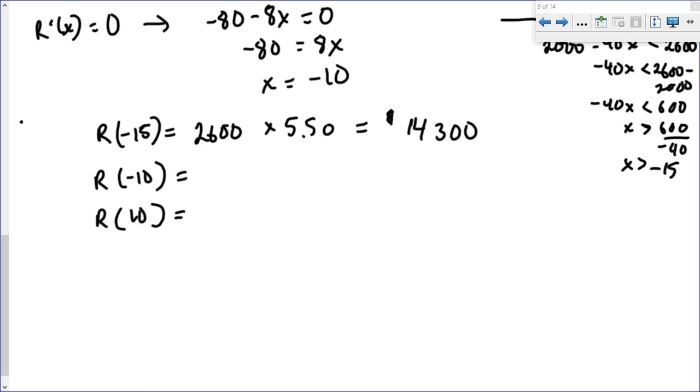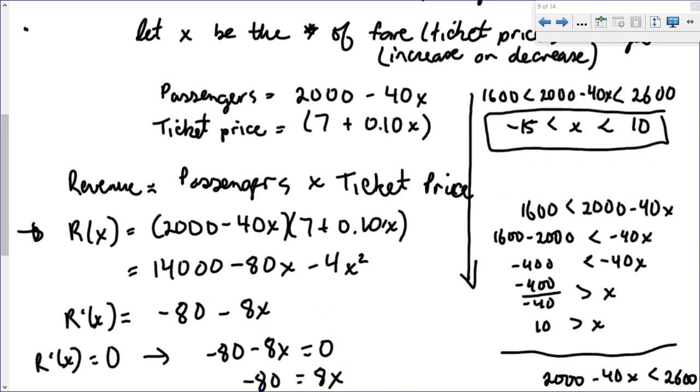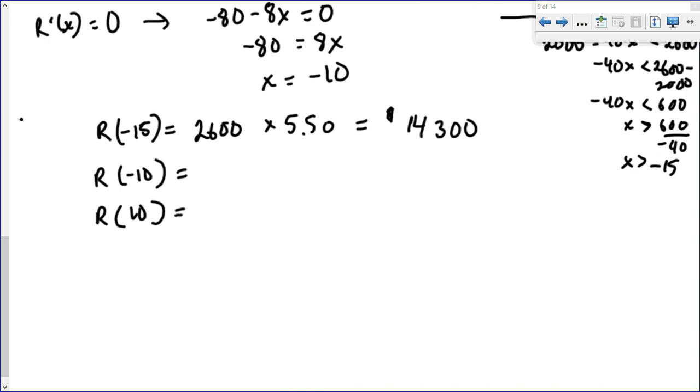At negative 10, I think was our optimal amount. At negative 10, I'm going to put negative 10 in here. That adds 400 to this. And if I put negative 10 in here, that takes that ticket price down to $6. So I'm going to have 2,400 passengers, and my ticket price is going to be $6. And that's a revenue of 14,400.